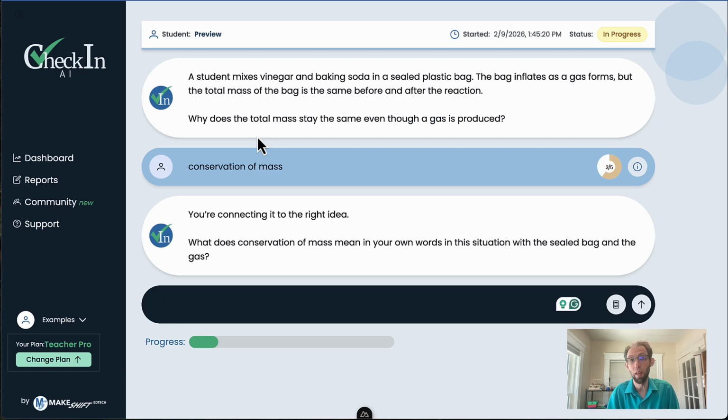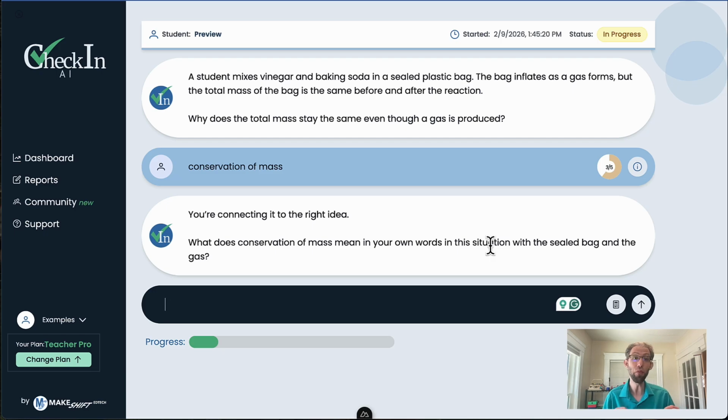And you'd see this, if you're lucky, the same day if you're walking around. More likely, a day or two later. However, with Check-in AI, you get the probing follow-up questions. It says, you're connecting it to the right idea. What does the conservation of mass mean in your own words in this situation with the sealed bag and the gas? So it brings them back to that guiding question.